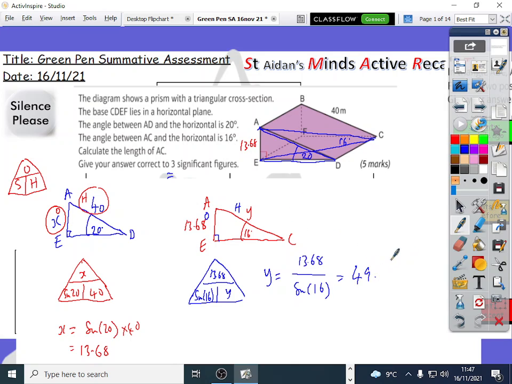Now I'm going to write all the numbers here, 630 and so on, but it says only to 3 significant figures, so you can say AC is equal to 49.6, and that is it.